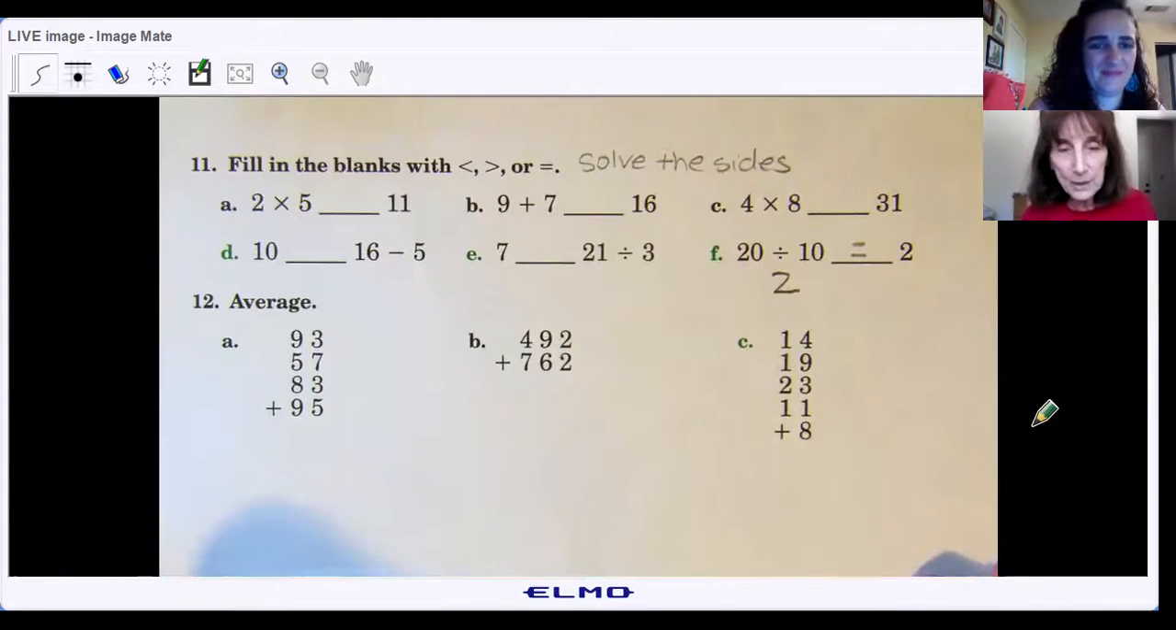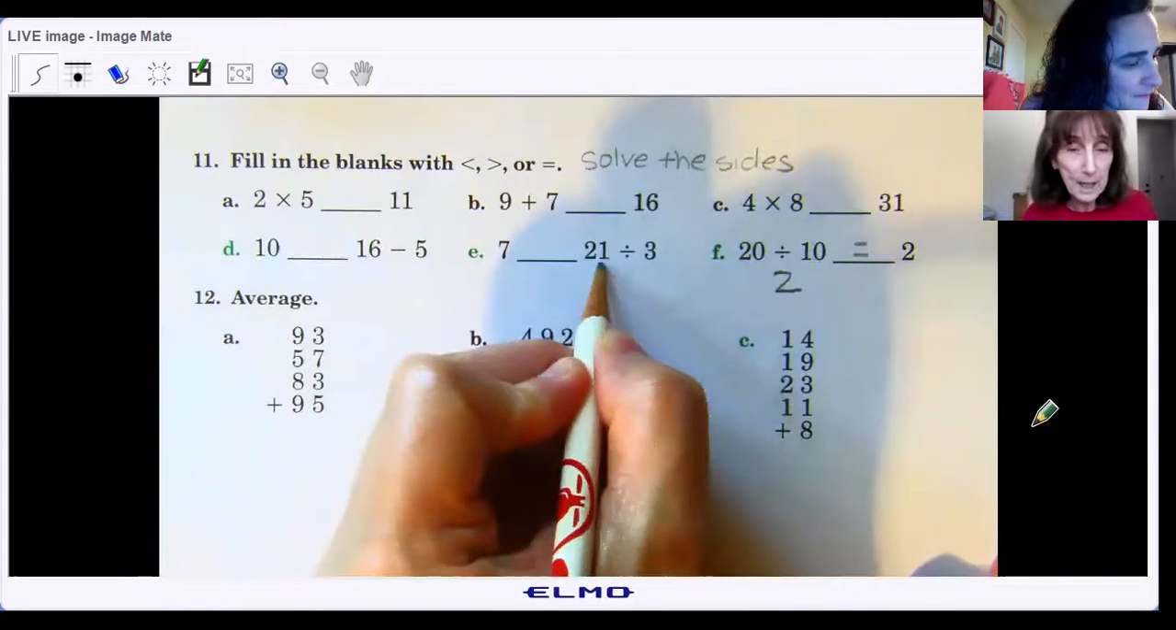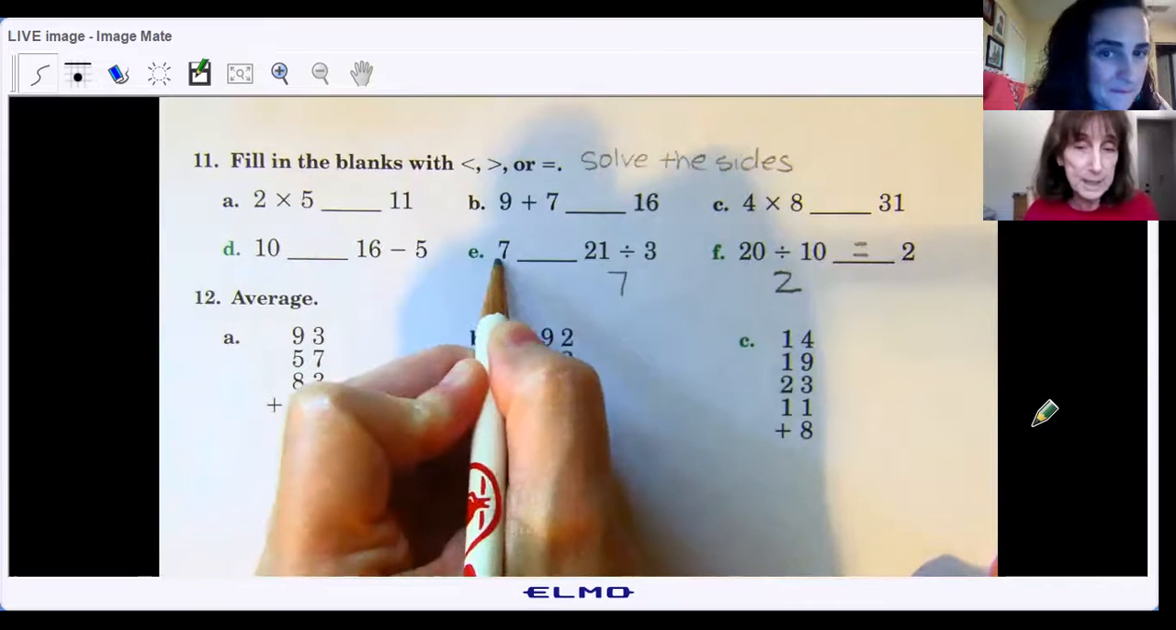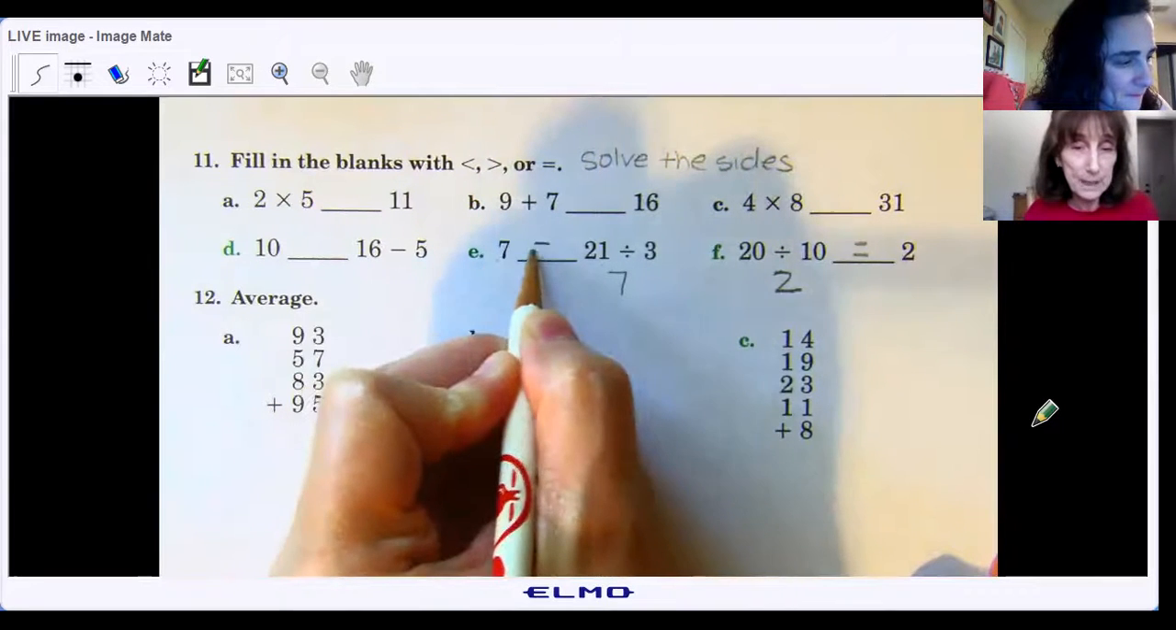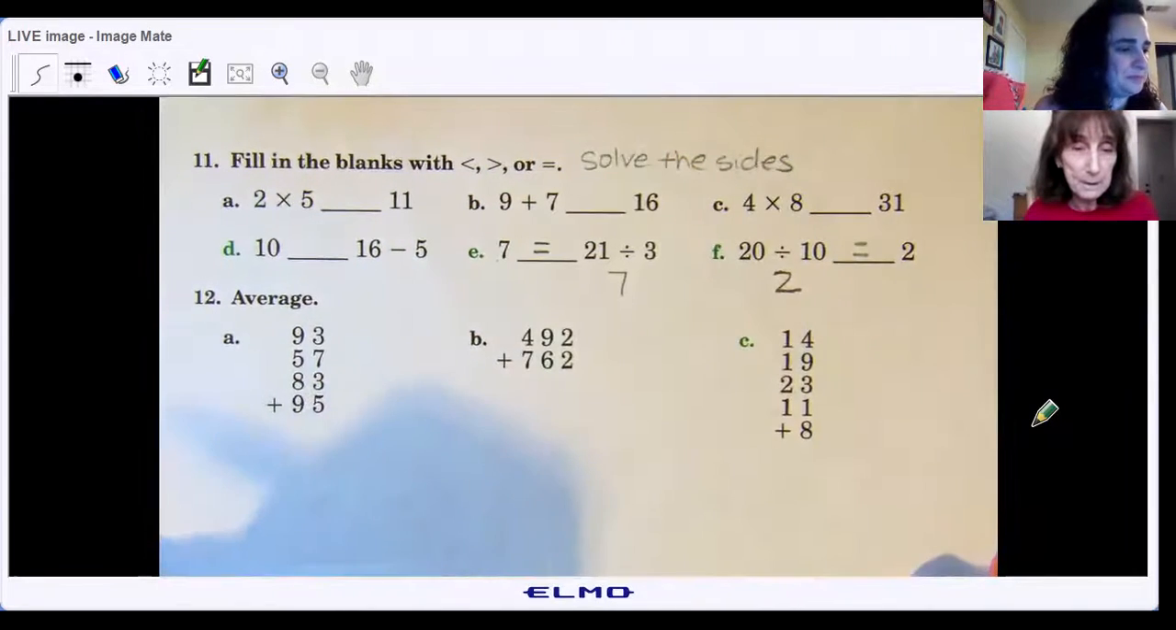And then look at the E. 21 divided by 3 is 7, and you have 7 in the beginning. So what is the answer? Equals. 7 equals 7. Okay. And you're going to do the rest.